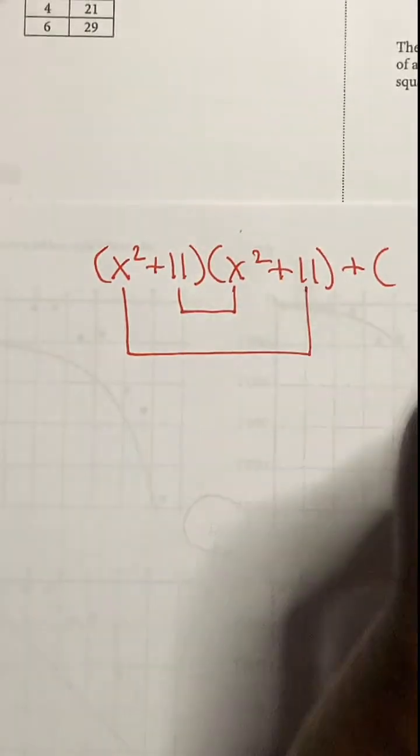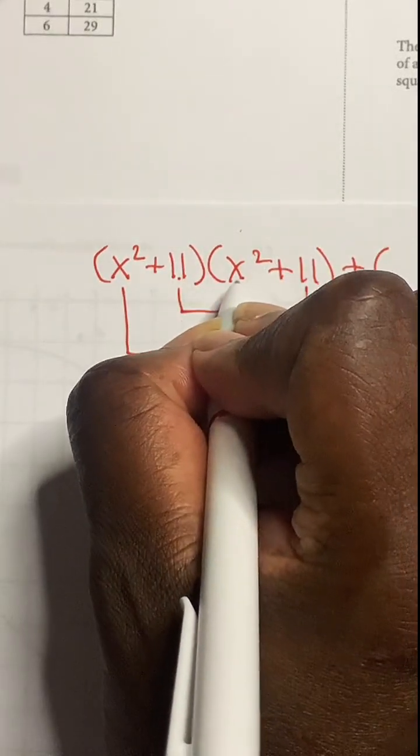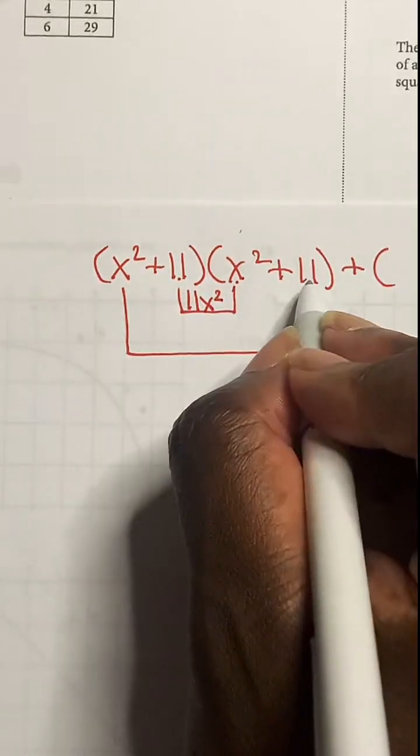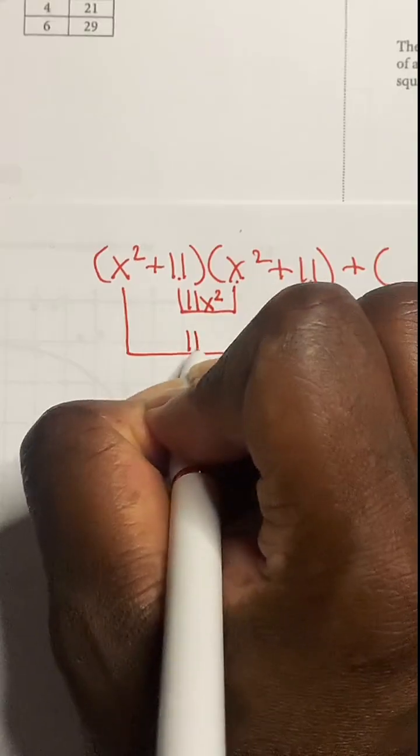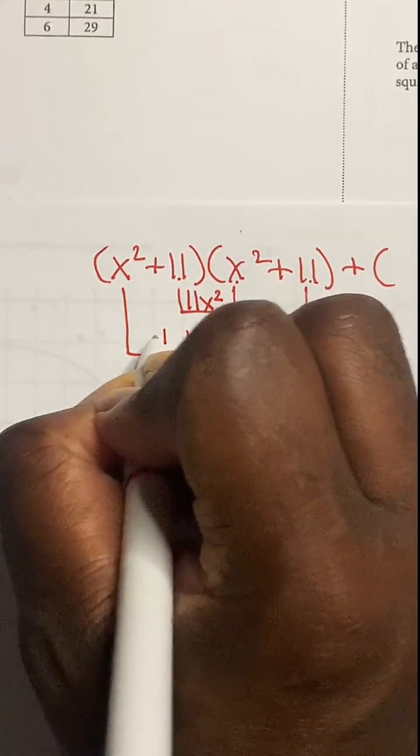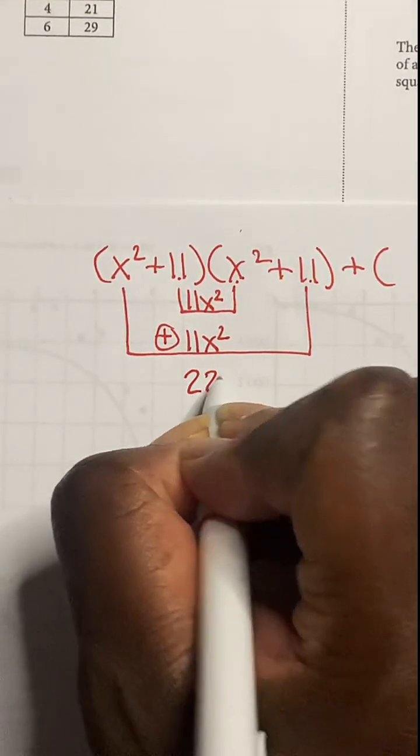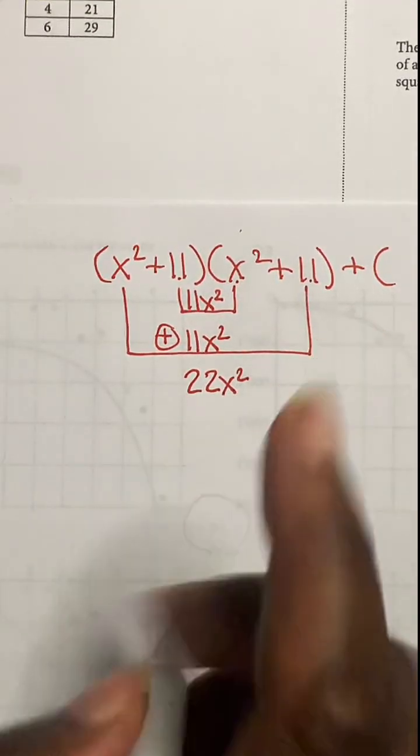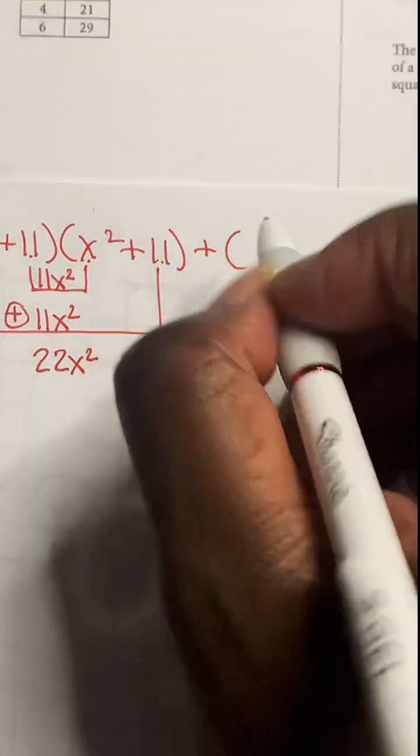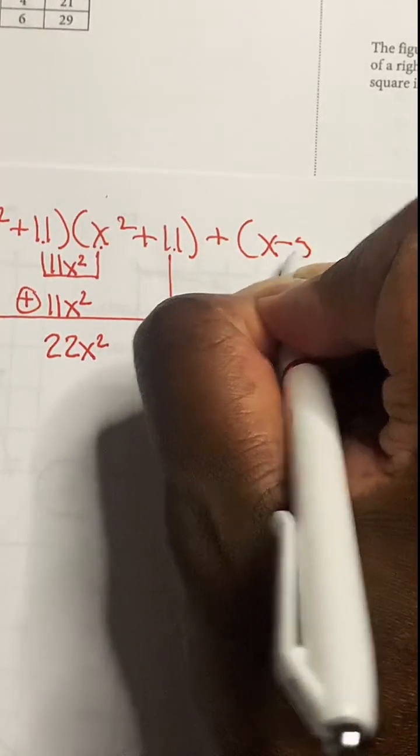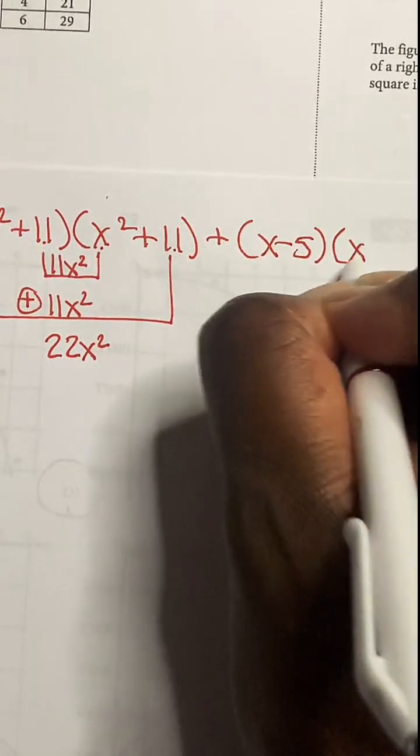Now, if I come here in the center and I combine my two, 11 times x squared is 11x squared. 11 times x squared gives me 11x squared. If I add those two together, I'm going to get 22x squared. But wait, remember over here we had x minus 5 and x plus 5.